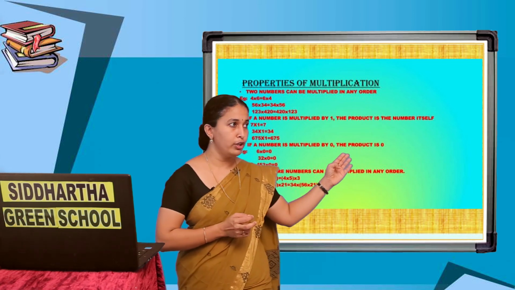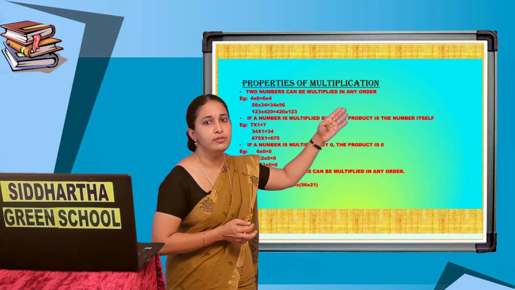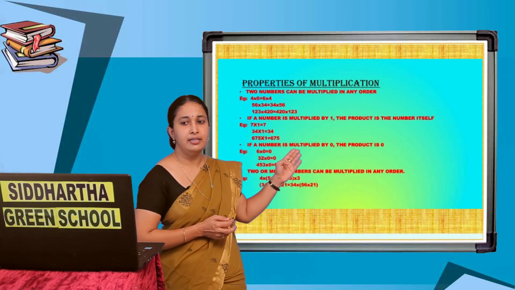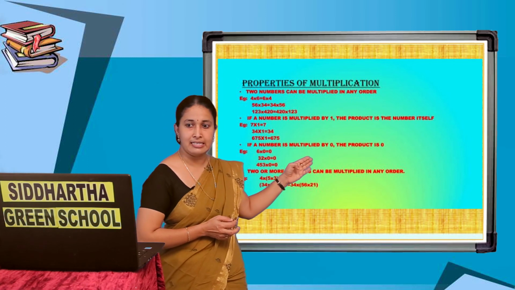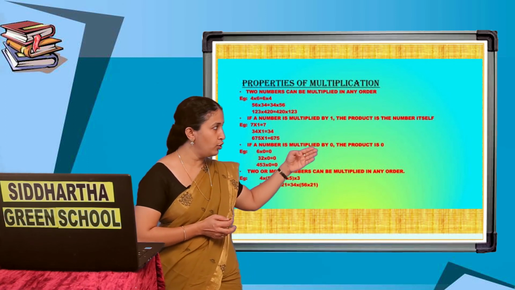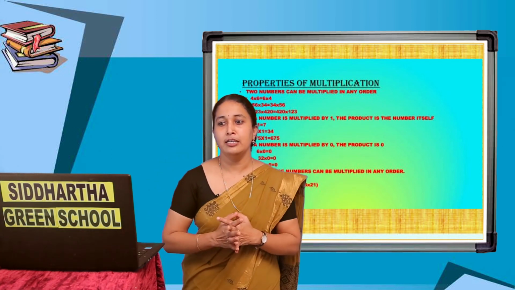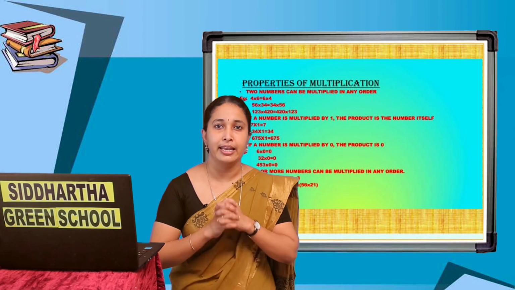That is 4 into 5 into 3 is equal to 4 into 5 into 3. And another example, 34 into 56 into 21 is equal to 34 into 56 into 21. So we can multiply 2 or more numbers in any order.